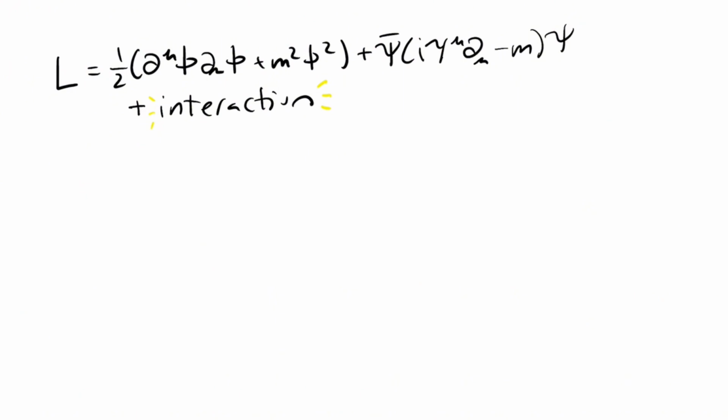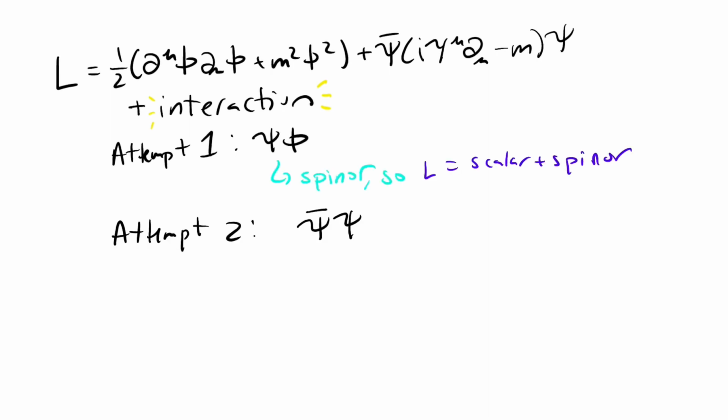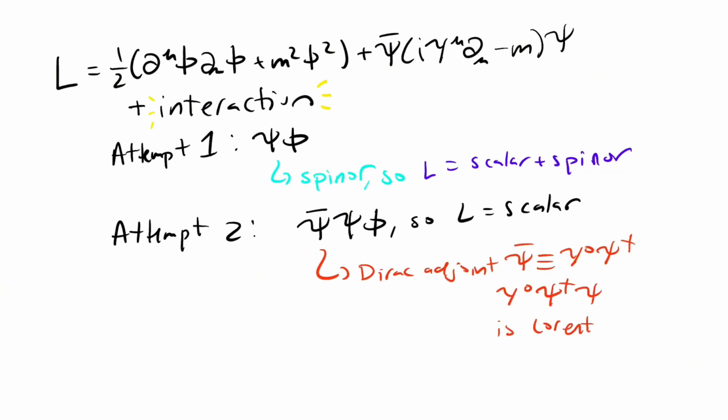term into the Lagrangian. Let's try to just add a term where we multiply the spinor and scalar field together. But if we want the Lagrangian to be a scalar, we would have to multiply this term by another spinor, and we can scale it by a coupling constant that controls the strength of the interaction.